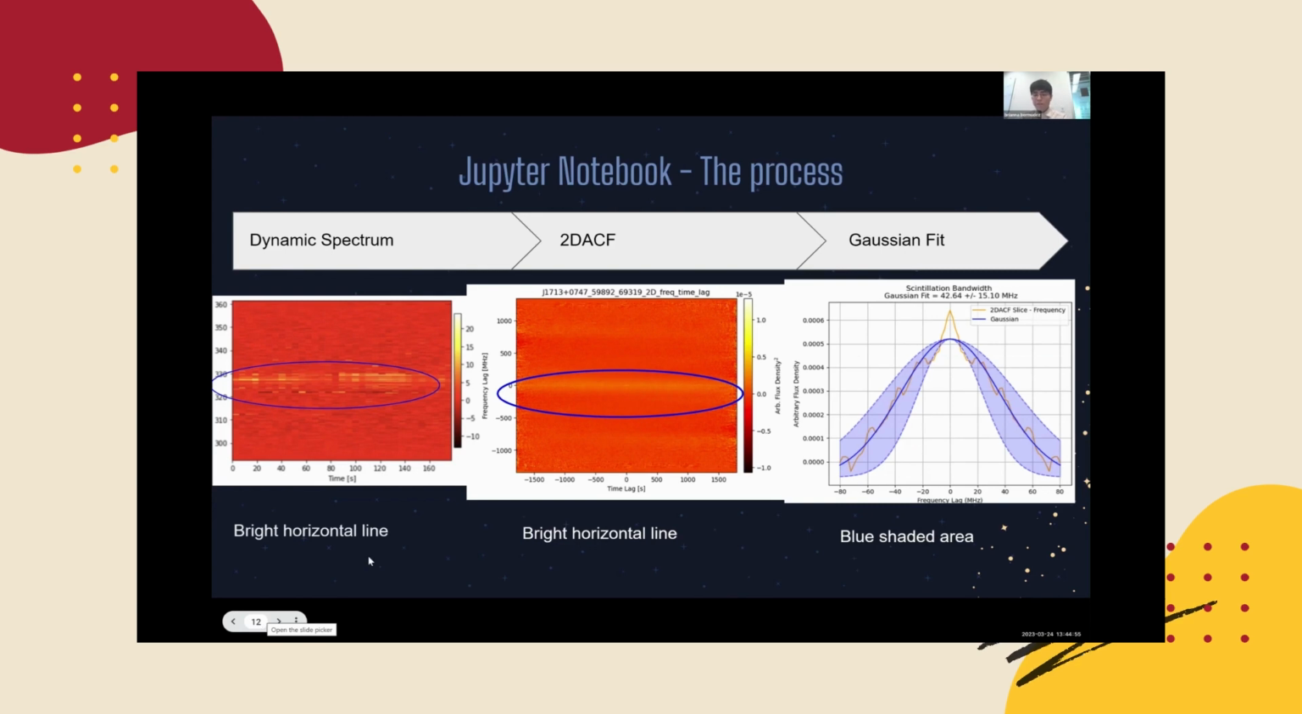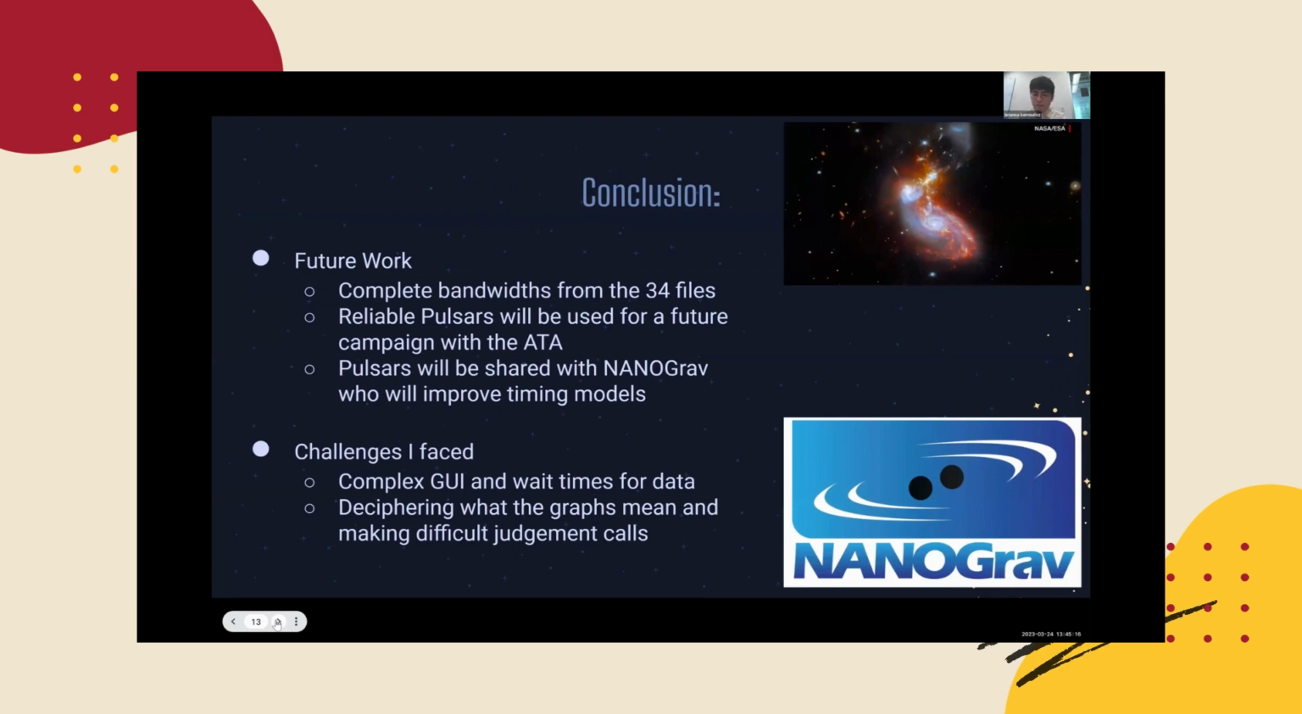And then for the third step, the Gaussian fit, we can measure the width of the bright band in the 2D autocorrelation function, with which we can determine its width, and also relate back to the properties of the interstellar medium. The next step for this project is completing the scintillation bandwidth measurements for as many of the 34 files as possible. And the reliable pulsars will be used for a future campaign with the ATA, whose measurements will be shared with NANOGrav to improve timing models.